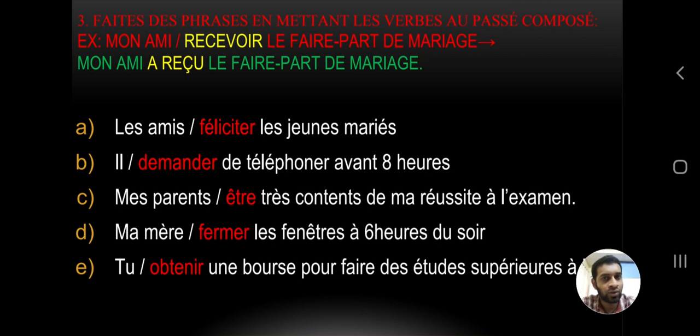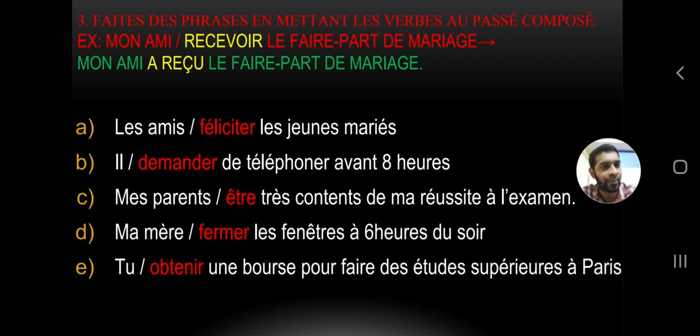So the fourth one, ma mère fermer les fenêtres à 6 heures du soir. Fermer is the verb, so we conjugate with avoir. Ma mère, third person feminine singular: ma mère a fermé les fenêtres à 6 heures du soir. My mom closed the windows at 6 p.m. So the last one, tu obtenir une bourse pour faire des études supérieures à Paris. Une bourse means a scholarship.